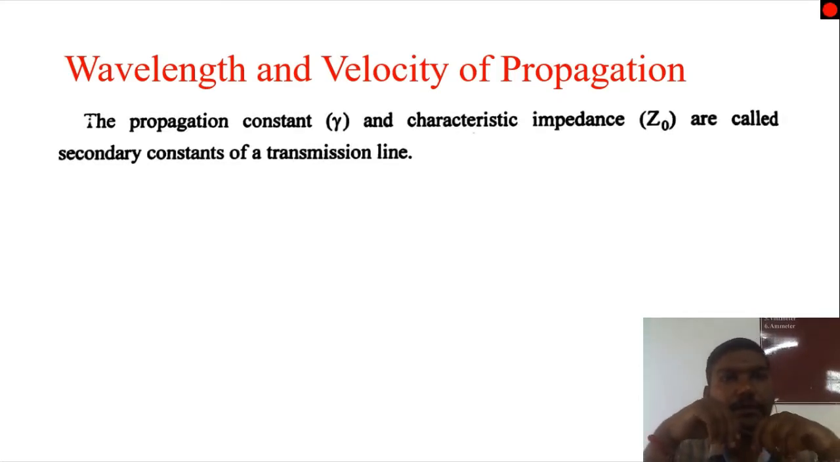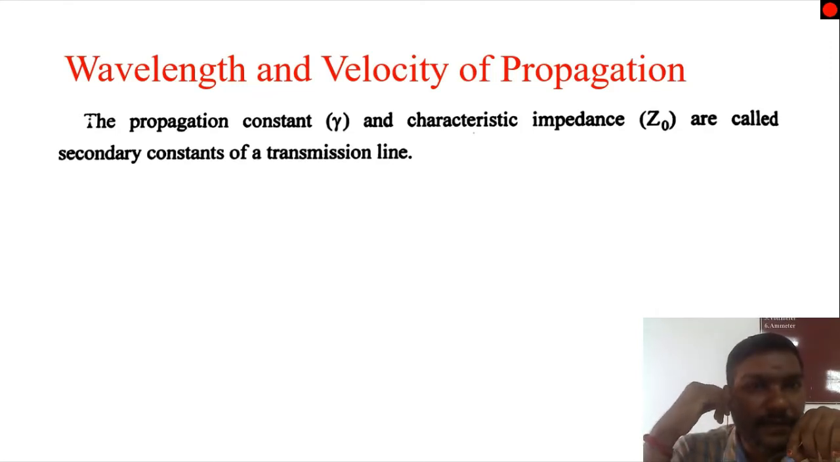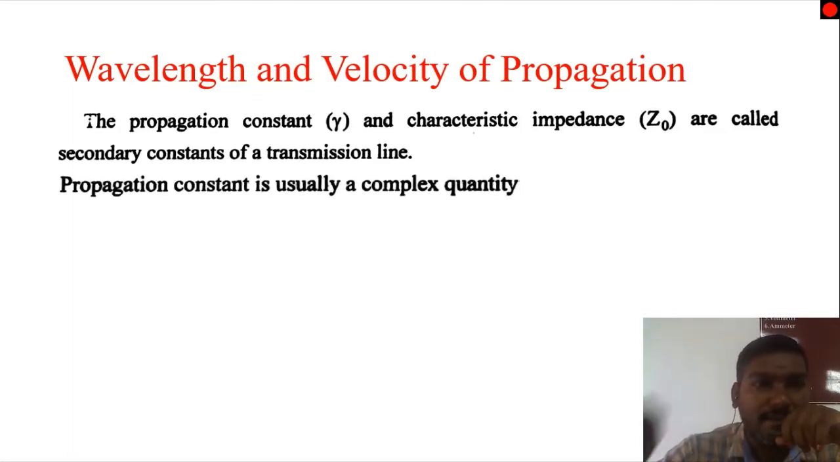Generally, we know about wavelength and velocity of propagation. It's nothing but, for any signal, we have a wavelength and also velocity. If it is propagating, definitely it has velocity. And the propagation constant and the characteristic impedance are called the secondary constants of a line. Already we know about the primary constants: resistance, capacitance, inductance, and conductance are called primary constants, and the propagation constant and characteristic impedance are called secondary constants.